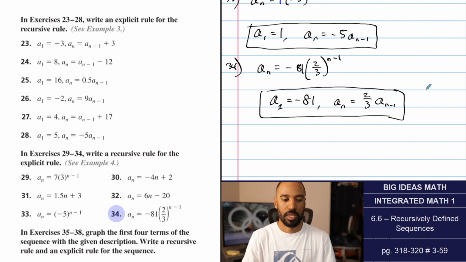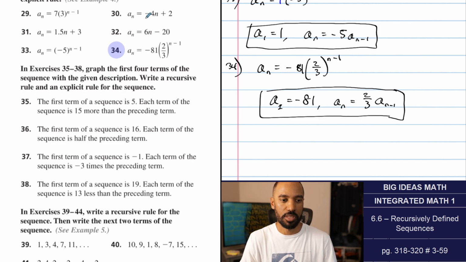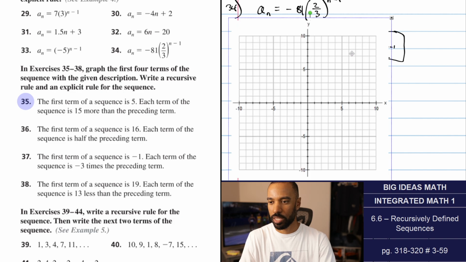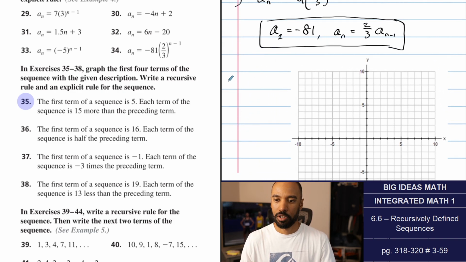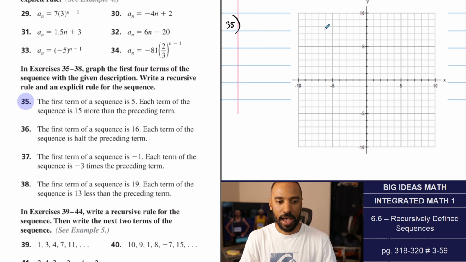Okay. In 35 to 38, we are going to graph the first 4 terms of the sequence with the description, and then we're going to write both a recursive and explicit rule. So a lot of things being had there. Do I get a graph if I paste? I do. So on number 35, the first term of a sequence is 5. Each term of the sequence is 15 more than the preceding term.